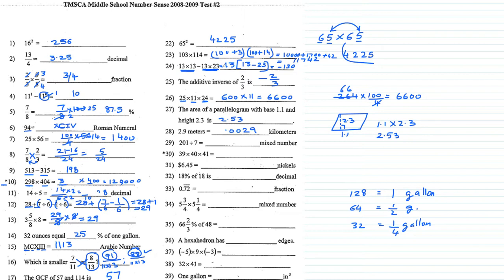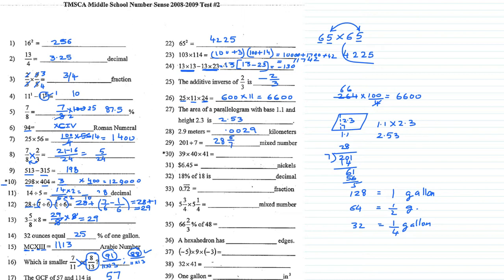Question 29, 201 divided by 7 in mixed number. When we divide 201 by 7, 7 times 2 is 14, remainder is 6, and 7 times 8 is 56, and the remainder is 5. So clearly the number is 28 5/7.